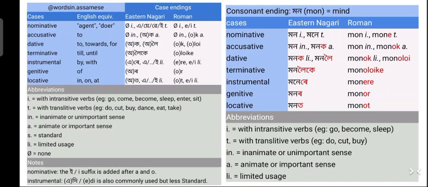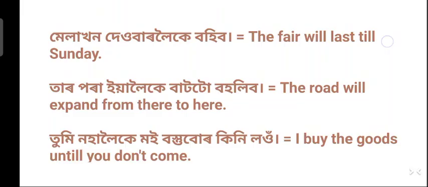So for some examples, here are examples of terminative case. Sorry that I'm not giving the transliterations here. So, melakhon deubar loike bohibo. The fair will last till Sunday. Here till is loike. Deubar means Sunday. Till Sunday is deubar loike.